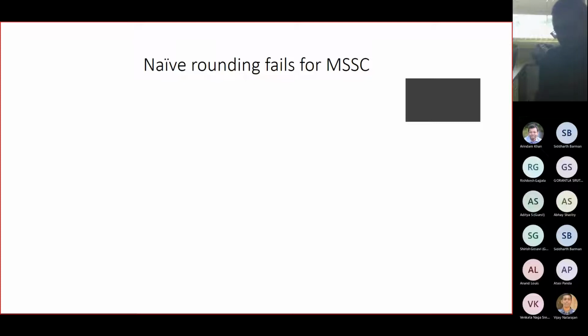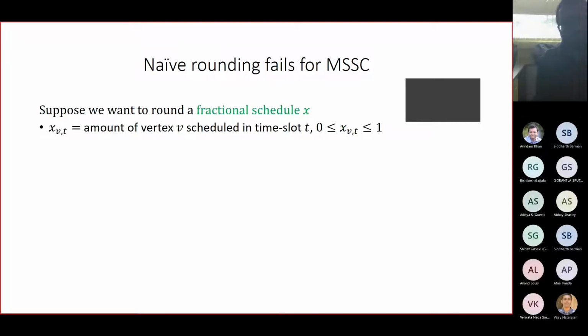So first of all, let's think of a very naive independent rounding, and let's see how it fails. Recall right now we're talking about min-sum set cover, so here all the covering requirements are exactly 1. Let's say I have a fractional schedule. What is a fractional schedule? It's really an assignment of vertices to time slots, but the assignment could be fractional. So you could assign maybe 0.2 of a vertex to a time slot. And now our goal is to round this to an integral schedule.